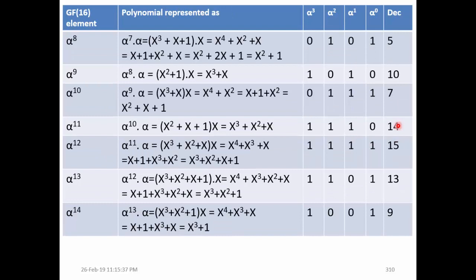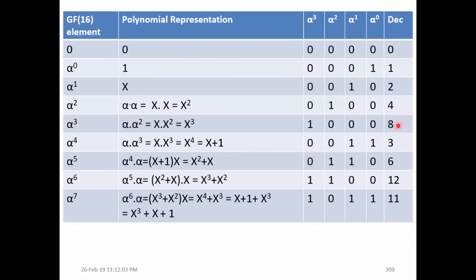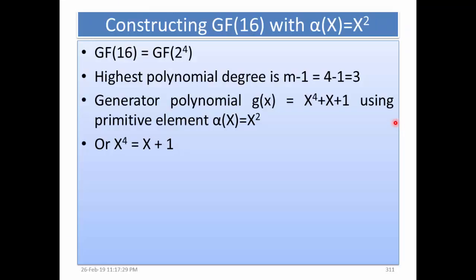Now you can see that we can find some other polynomials if we use x square as our primitive element rather than x. Here we have simply replaced the primitive element x with x square. So the highest polynomial degree will remain the same, which is equal to 3, and the generator polynomial is again the same, the only thing is that the primitive element is now x square.